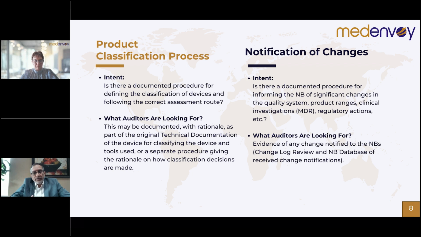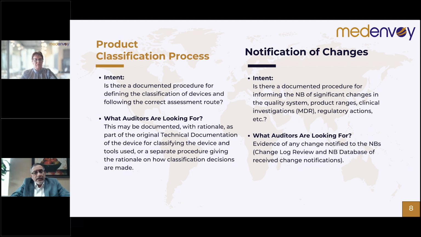and both sets of information: the scenarios where you decided that you have to notify this change to the notified body, and scenarios where you decided it doesn't qualify to be notified. So, looking at your change log, as an auditor, we will be looking at how you are making sure that appropriate changes are notified.